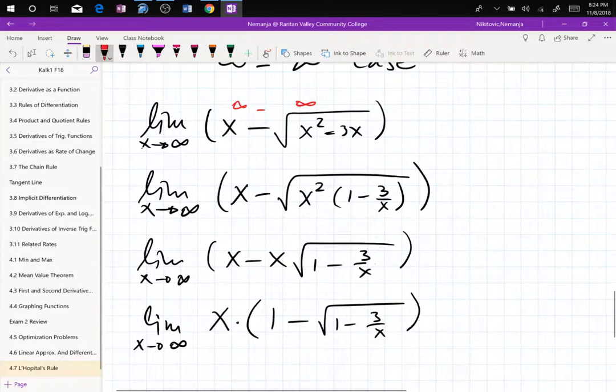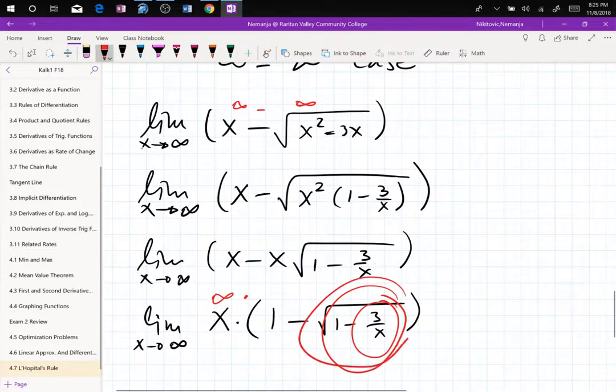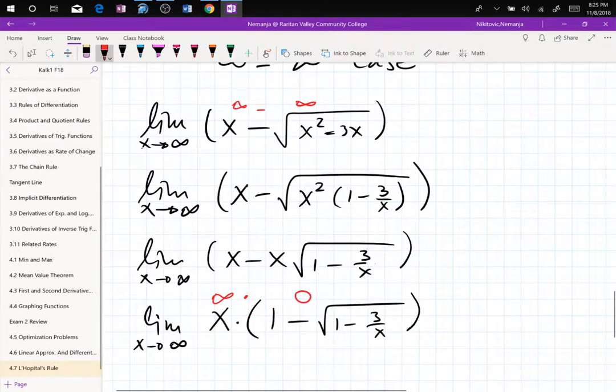Because when you plug in infinity here, you have your infinity times... plug infinity here, what do you get? 0. 1 minus 0 is? 1. Square root of 1 is? 1. And 1 minus 1 is? 0. There we go. So the whole thing over here is 0.